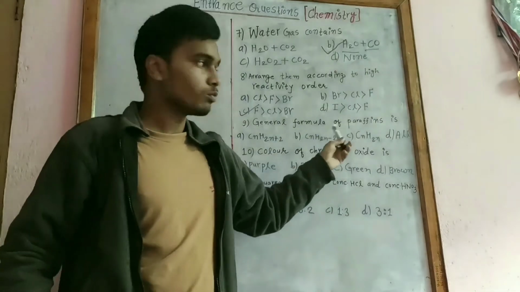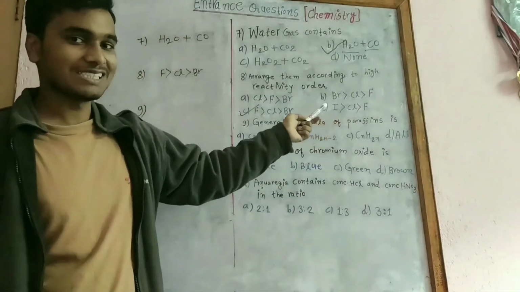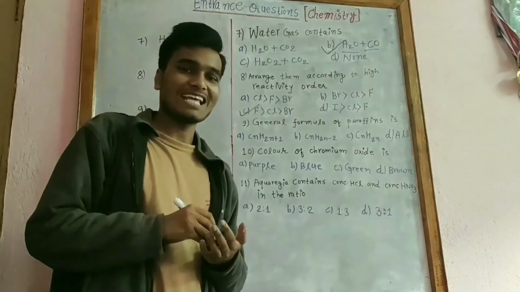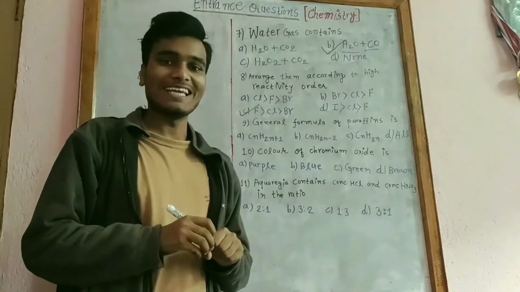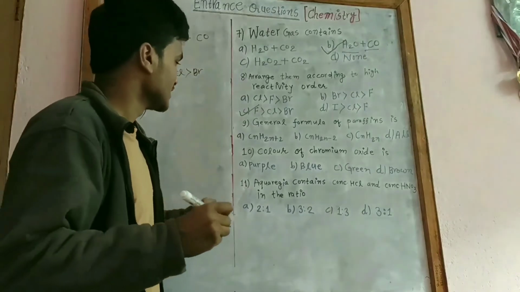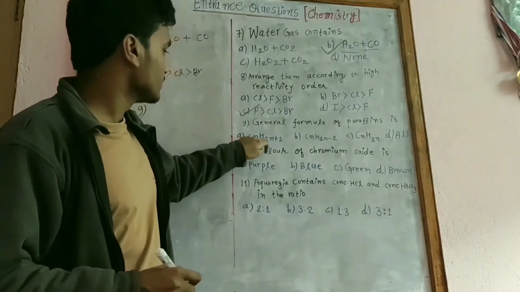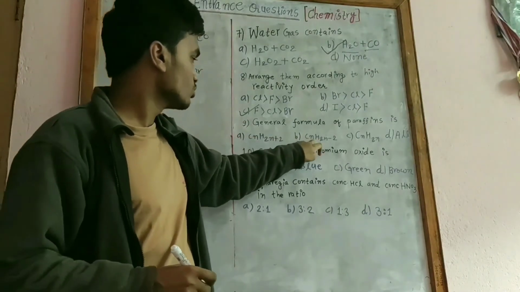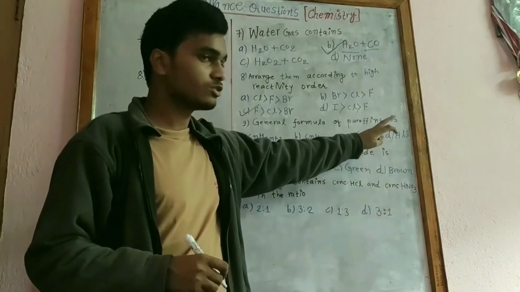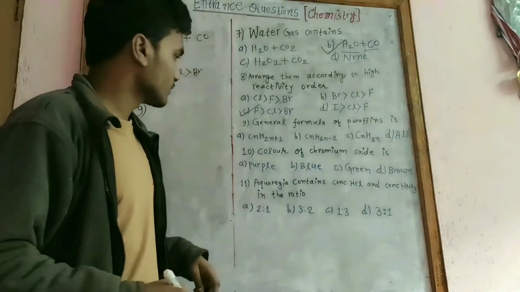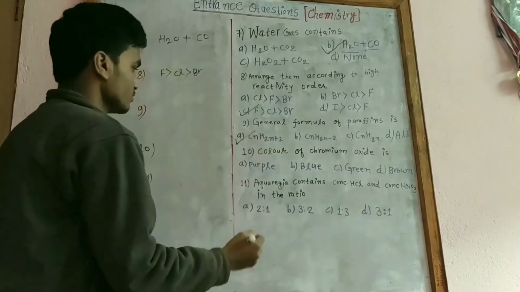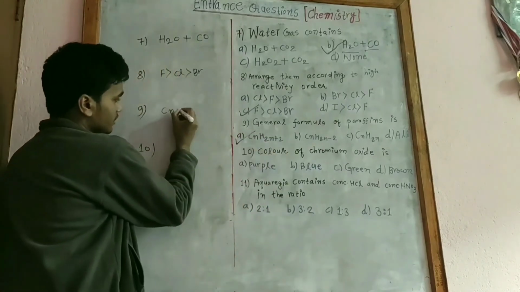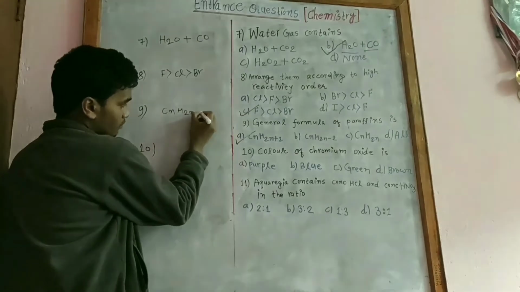What is the general formula of paraffins? Paraffins are saturated hydrocarbons, and these are alkanes. Now alkanes contain CnH2n plus 2. The alkane general formula is this. Therefore, option A is the answer. CnH2n plus 2.